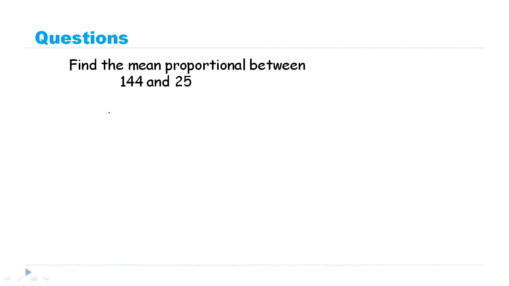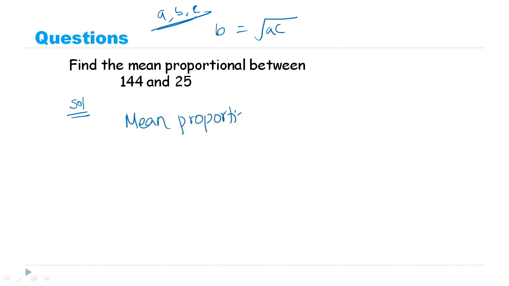Find the mean proportional between. Remember, what was the mean proportional? If a, b, c are in continuous proportion, then b is called the mean proportional, and b is equal to the square root of a into c. So the mean proportional will be the square root of 144 into 25.